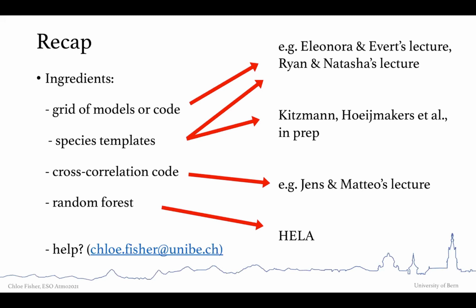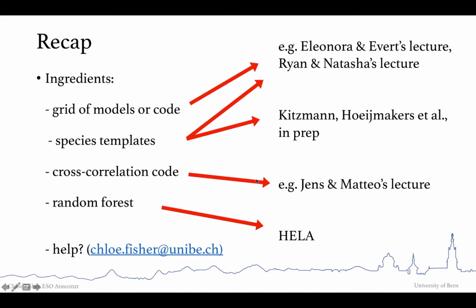You also need templates for your species. And this is where things get a bit confusing. You need models, but you also need models of templates. You can use the same code that you use to make a model to make a template, or you can get your templates from somewhere else. Jens mentioned yesterday, or I think on Slack, that there's a paper coming out soon which is going to provide templates, but I think it's mostly ultra hot Jupiters.